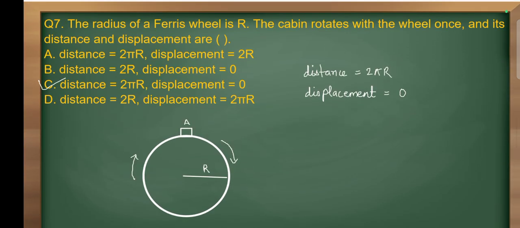Question number 7. The radius of a ferry wheel is r and the cabin rotates with the wheel once. Its distance and displacement are? Since the wheel is completing one rotation, in one rotation displacement will be 0 because it started from the initial position A and came back to the final position, that is A. So total displacement will be 0, whereas the total distance covered will be 2 pi r. So accordingly option C is correct.